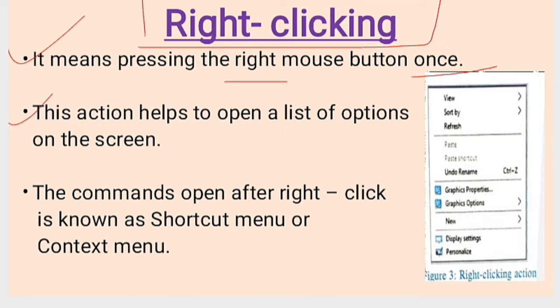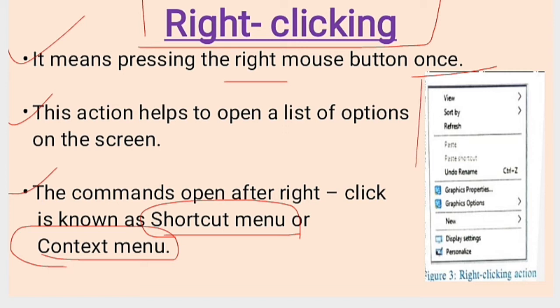Why do we do this action? This action helps to open a list of options on the screen. The commands that open after a right click are known as a shortcut menu or context menu. We call the menu that we get after right clicking a shortcut menu or context menu. See here, it is the context or shortcut menu.